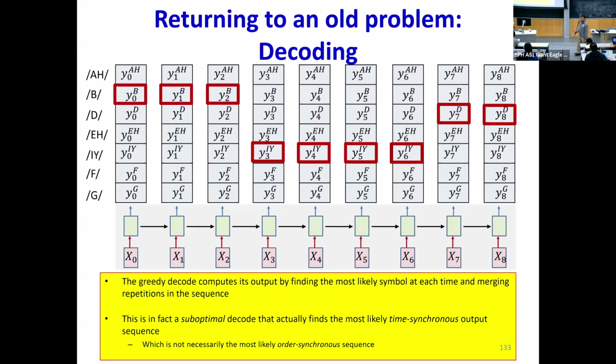Anyway, there's one final thing we have to consider. When we were speaking of performing inference, you're just given data, you're given the model, you're asked to determine what the output is. I said the simple way of doing it is to just pick the most likely symbol at each time.